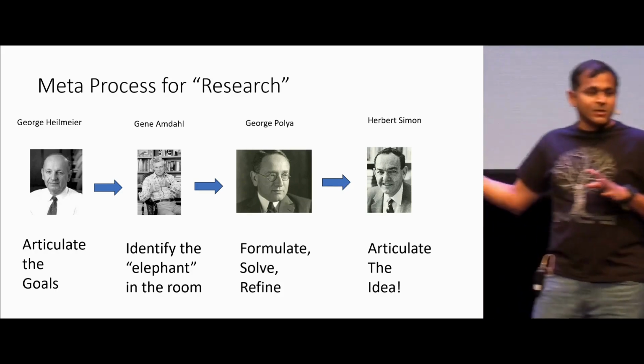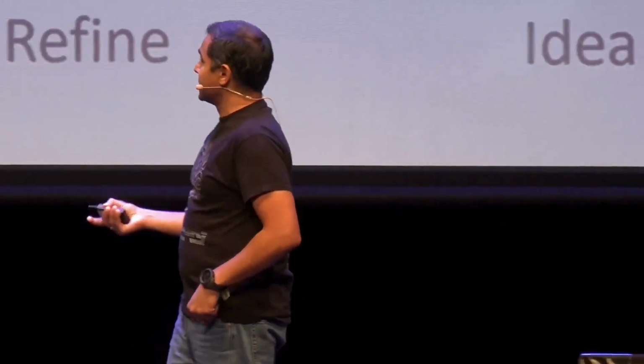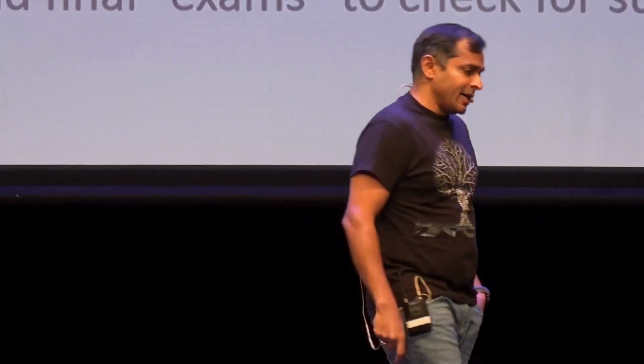So I'm just going to parrot the wisdom of other people, starting with Heilmeyer. Why is Heilmeyer interesting to me? By the way, stop me and ask me questions. This is just a model for the meta process for research. I'm sure there are other models for research as well. So first up is George Heilmeyer, right?